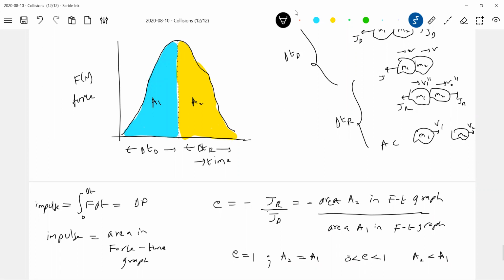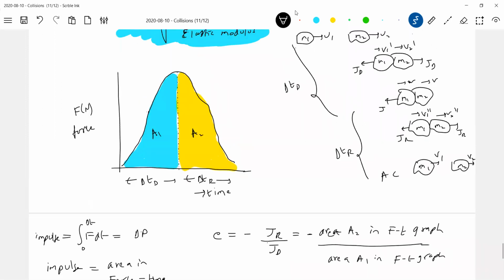Sir, how to identify which is A2 and which is A1? We know that at this particular point they'll be moving with a common velocity. So what happened to the magnitude of force? It increases, becomes maximum, then starts decreasing. Where it starts decreasing, you break up that curve into two parts. I have shown the blue and yellow shaded regions. This leads to the impulse of deformation, and this leads to the impulse of reformation.